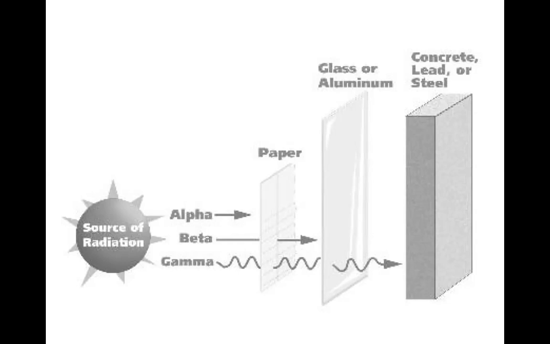So depending on whether it's alpha, beta, or gamma, different protection is required. To protect against alpha particles, a sheet of paper will block alpha decay. For beta decay, it requires glass or aluminum. For gamma decay, it requires concrete, lead, or steel. So obviously gamma rays are higher energy than beta or alpha.